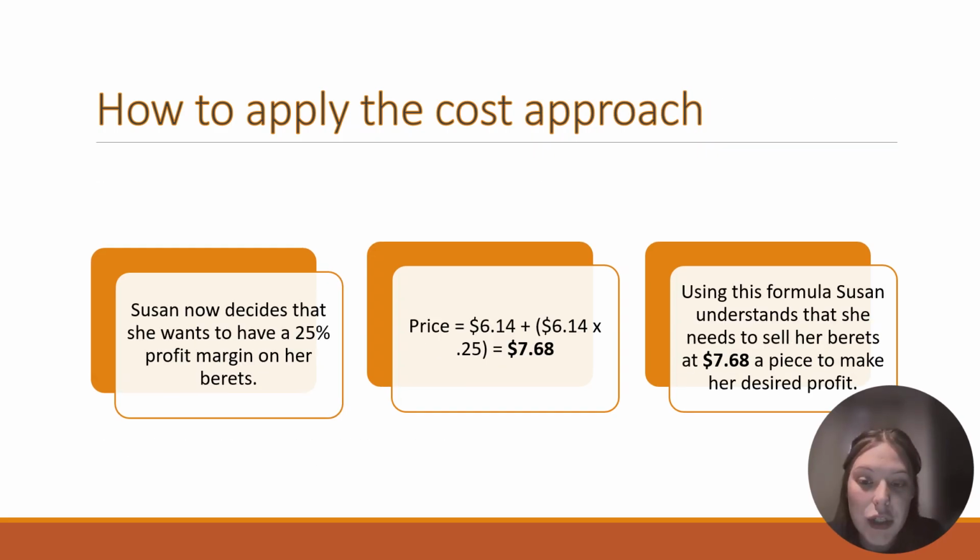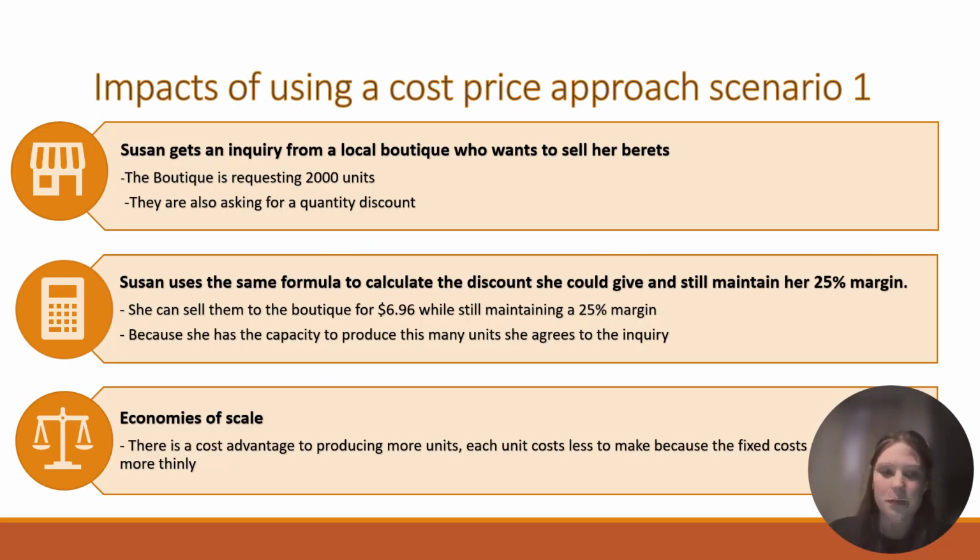And now we need to apply the profit margin. She decides that a reasonable profit margin is about 25%. So using the formula that we discussed previously, we get $7.68. So now Susan knows that in order to meet her desired profit and still be able to cover the costs of making the beret, she'll have to charge $7.68 per beret.